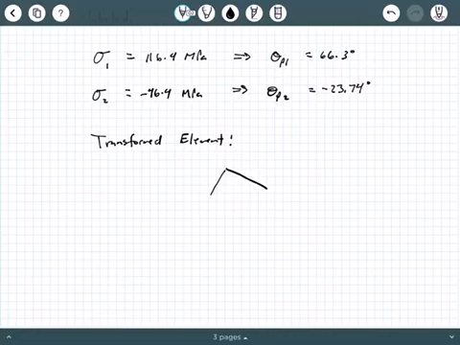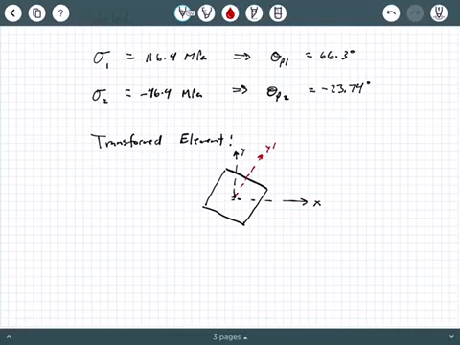Okay, so we're almost done. We need to go ahead and sketch the transformed element. All right, so our transformed element will look kind of like this. We are going to have something like this.